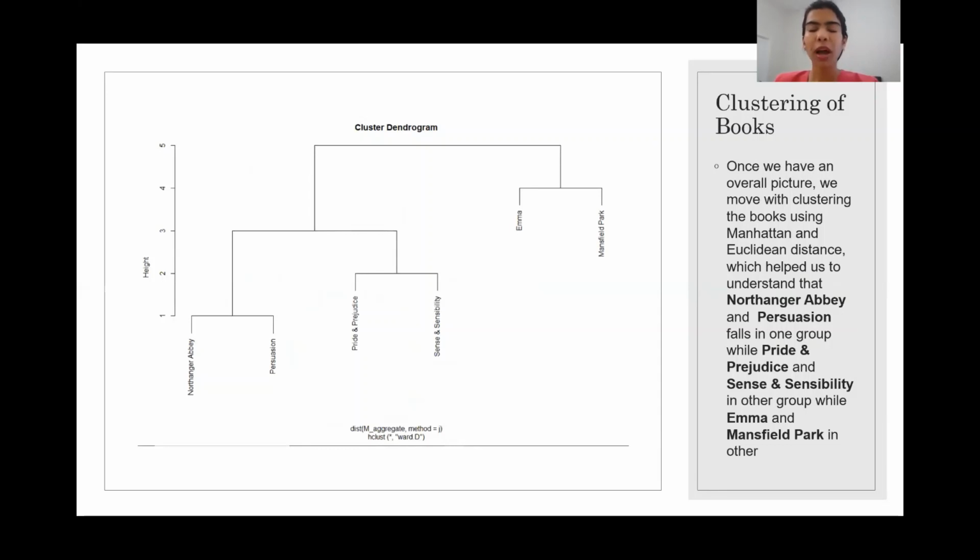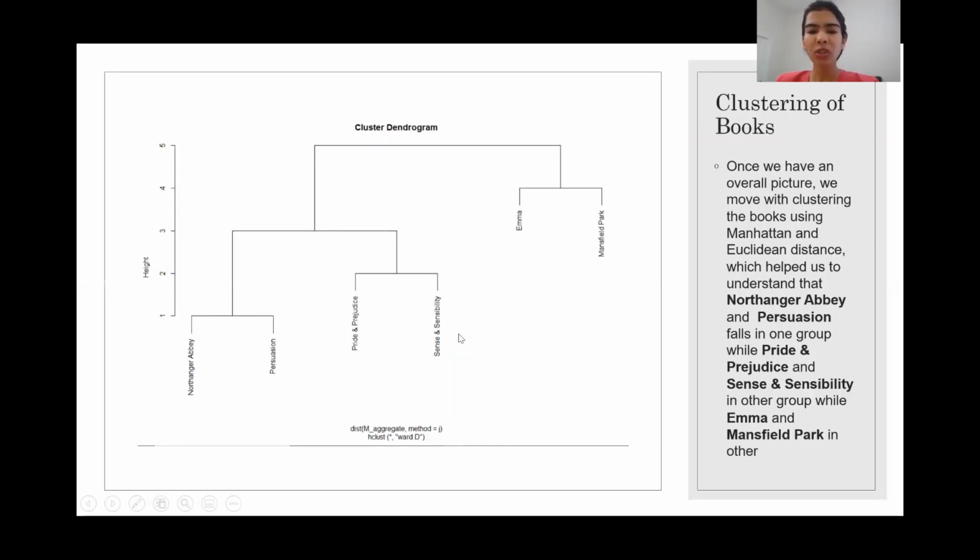By clustering the books, I mean that we get to know which books share some similarity with each other and which books share dissimilarity. I tried to use Manhattan distance as well as Euclidean distance for clustering our data. In that case, I found that the 6 books were clustered in pairs. That means Northanger Abbey and Persuasion formed one cluster, Pride and Prejudice and Sense and Sensibility formed the second cluster, and Emma and Mansfield Park formed the third cluster. Here we can summarize that these books share some type of sentiments or similarity with each other.